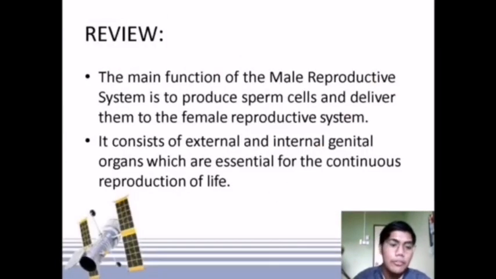Okay, a review for my presentation. We can say that the main function of the male reproductive system is to produce sperm cells and deliver them to the female reproductive system. It consists of two parts, external and internal organs, which are essential for the continuous reproduction of life.